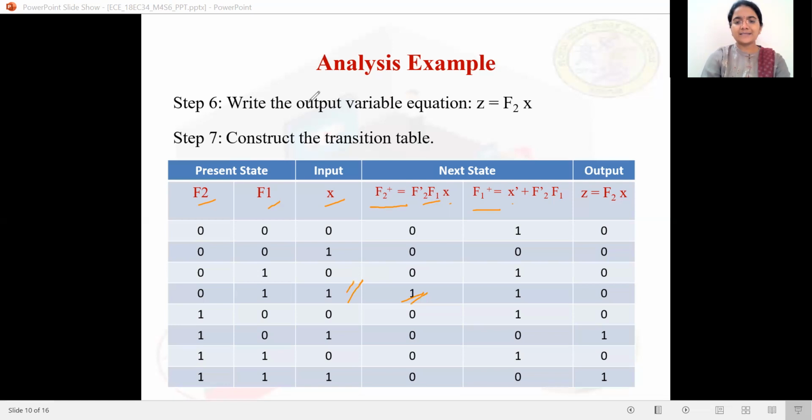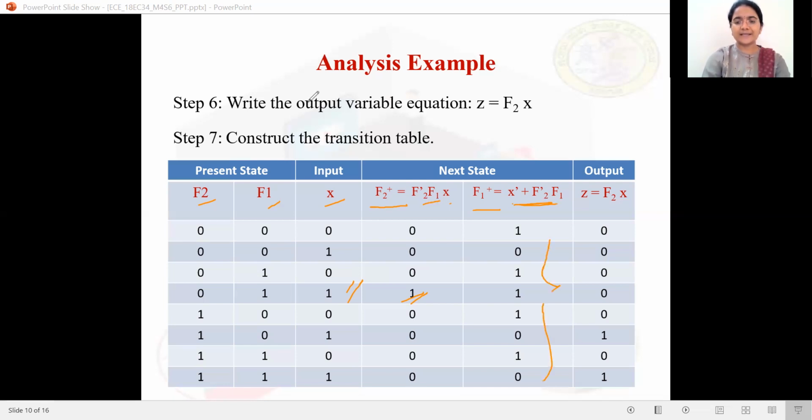And the next state, that is f1 plus equation, is x bar plus f2 bar f1. Here also we have to substitute the values and find the values. Otherwise, what we can do is convert these next state equations into canonical form, and we can easily find out the minterms. We can do it in any way. Otherwise, if you know the K-map properly, we can easily find out how we are getting this simplified expression, what minterms we are grouping.